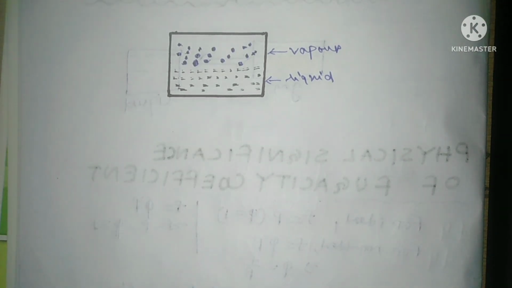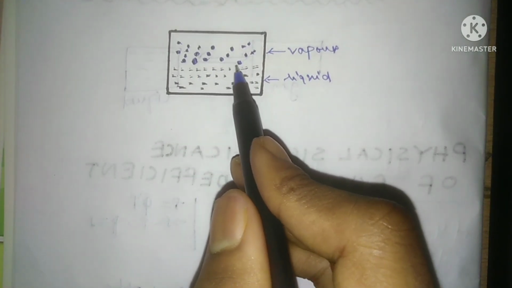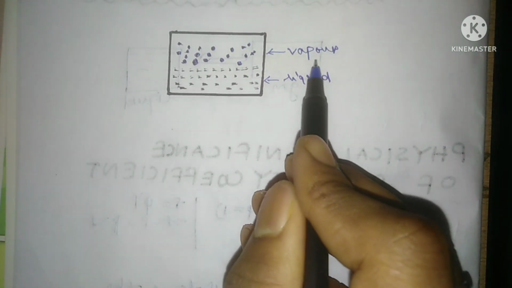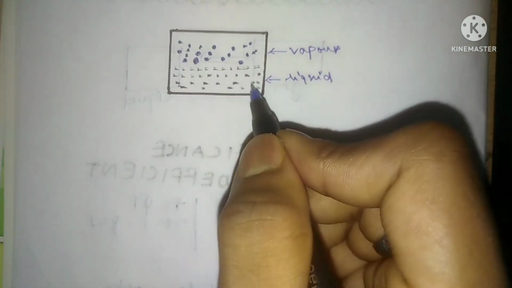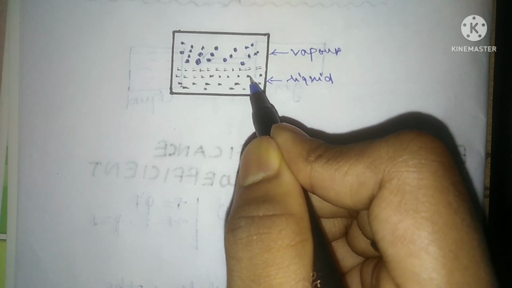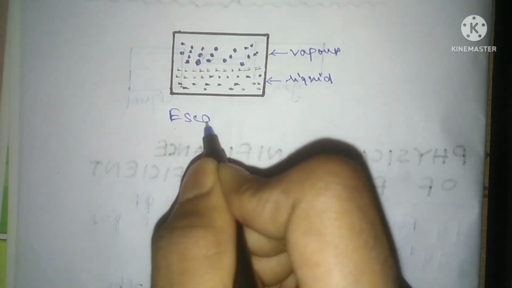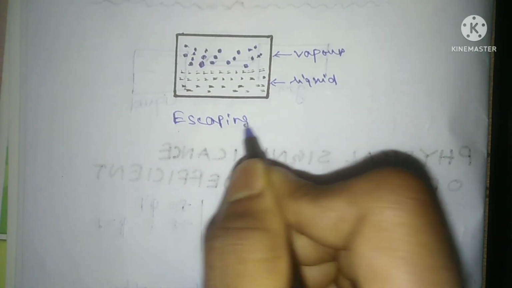Now what is the significance of fugacity? We have considered a container in which we have some liquid, and some of the molecules from this liquid have escaped from the liquid state to the vapor state. And vice versa, some molecules from the vapor have escaped to the liquid state. So this escaping tendency is called fugacity. This is the physical significance of fugacity.